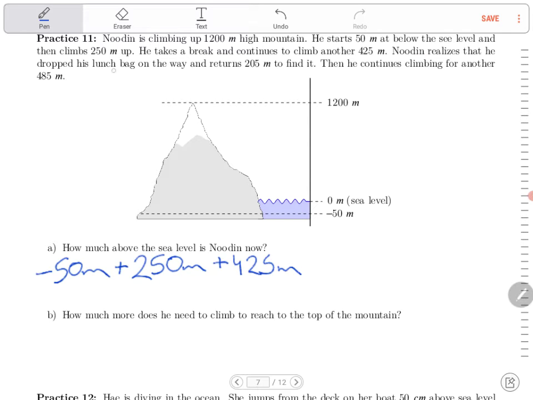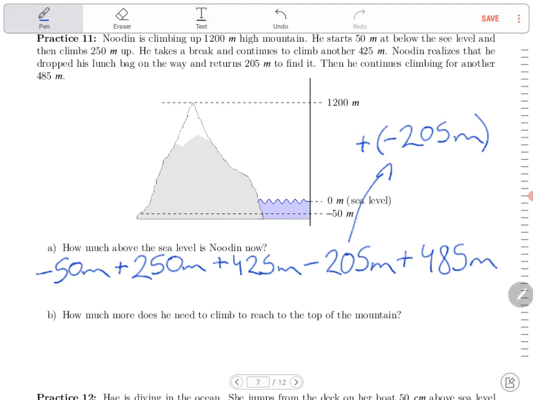Then he realizes that he dropped his lunch bag, and of course you need your lunch bag to climb. He returns 205 meters to find it. So he is actually returning the way that he came. That means that he's going back. So his altitude, his height on the mountain, will decrease at this point. So what we're doing here is subtracting 205 meters, which is, as you remember, exactly the same as adding negative 205 meters. So then, once he's found his lunch bag, hopefully he found it, he continues climbing for another 485 meters. So we add another 485 meters. He's going 485 meters higher.